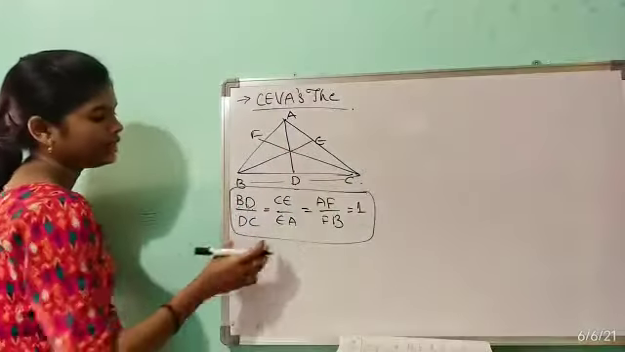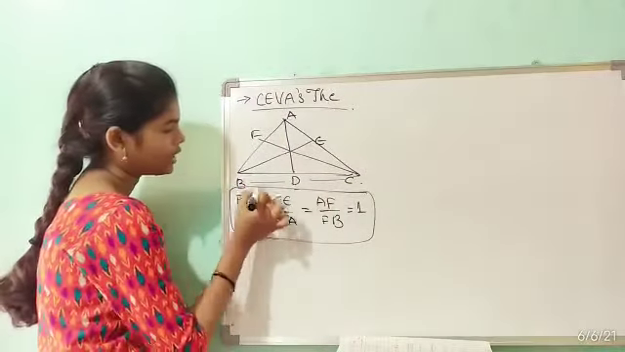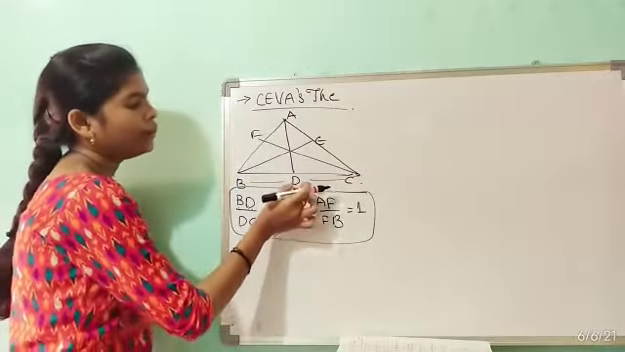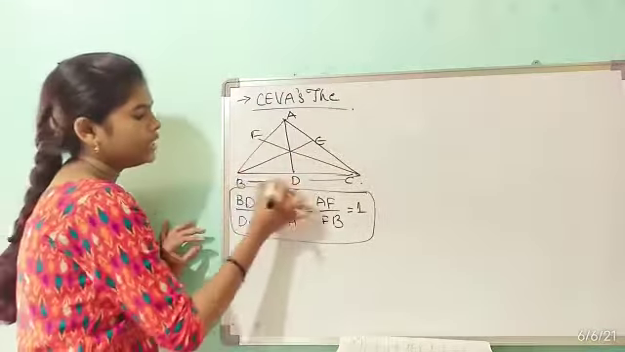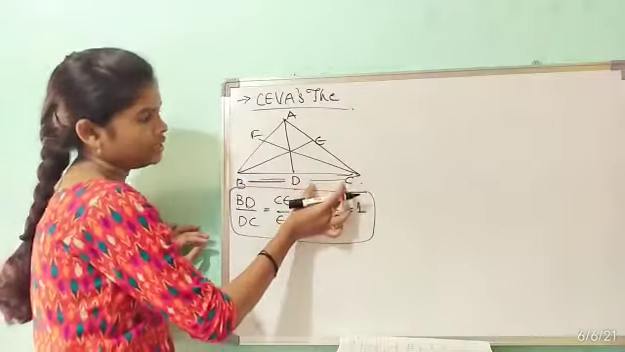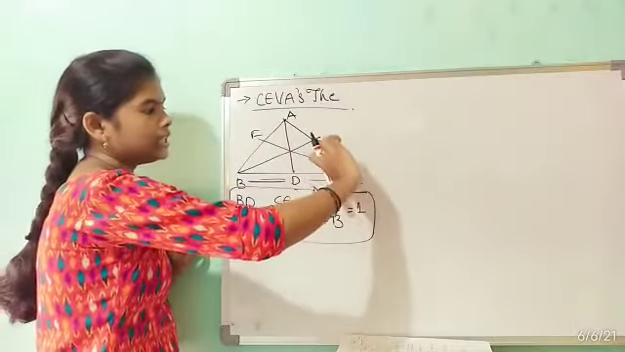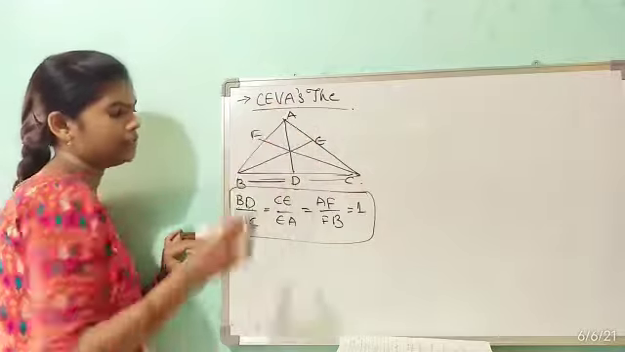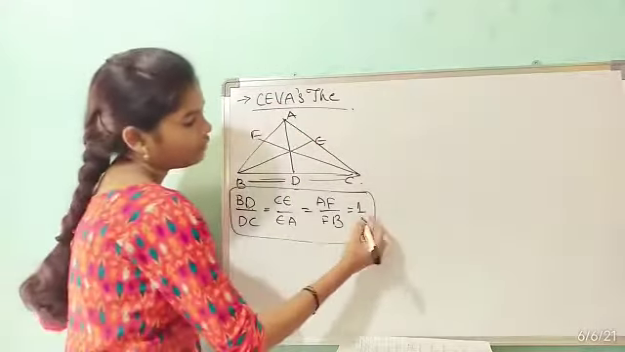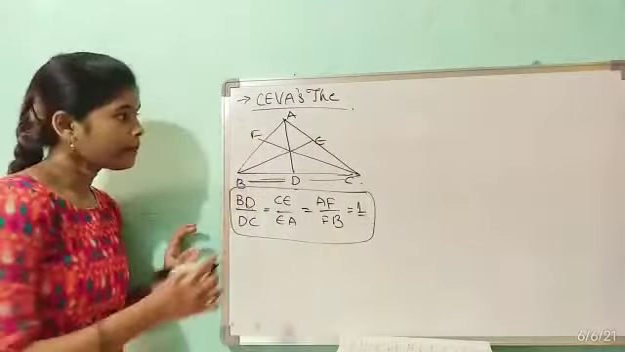So what it is, nothing but where we have started and where we have stopped, with that only we have to continue with the entire triangle. So BD distance by DC distance will be equal to CE distance by EA distance will be equal to AF distance by FB distance. Okay, that all will be equal to 1.